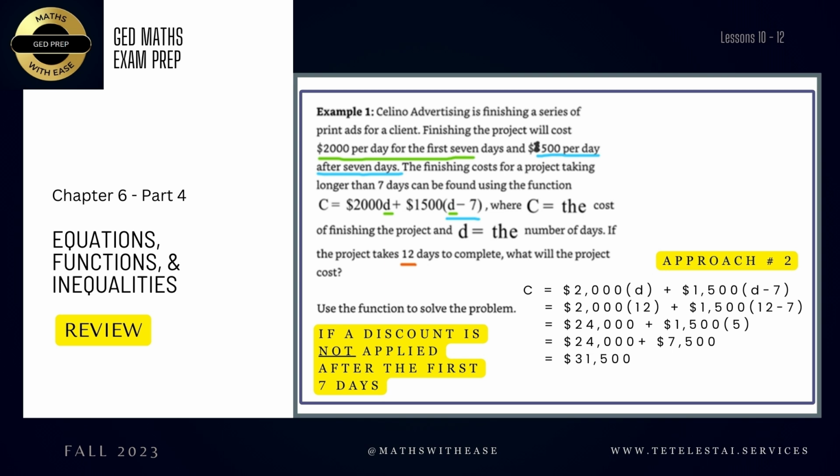I hope it's clear. There are basically two ways to think about this problem, but I would say to you that since the question doesn't specifically say that after 7 days you get a discount, and since the book also presents the information that way, go with this standard of just plugging in 12 everywhere we see D. But just understand that there are two ways to approach the problem.